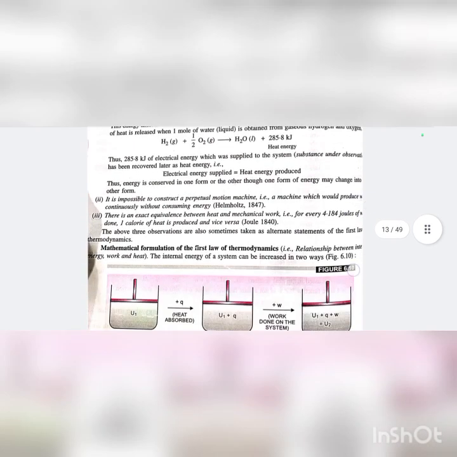Now our next topic is the first law of thermodynamics. It states that energy can neither be created nor be destroyed, but it can be converted from one form to another form. Here is the justification of the first law of thermodynamics.